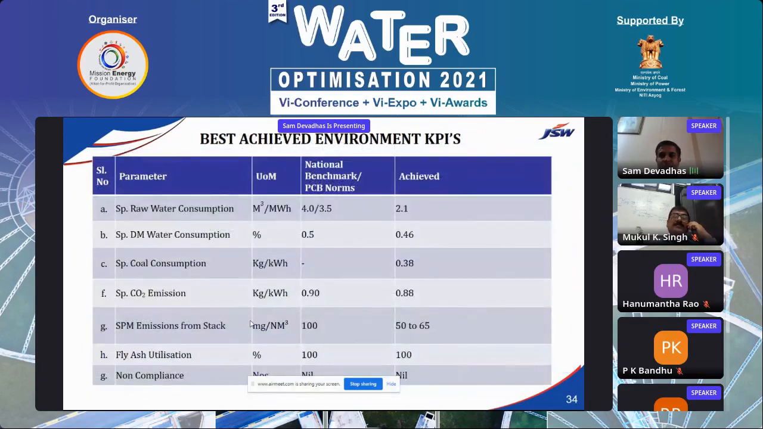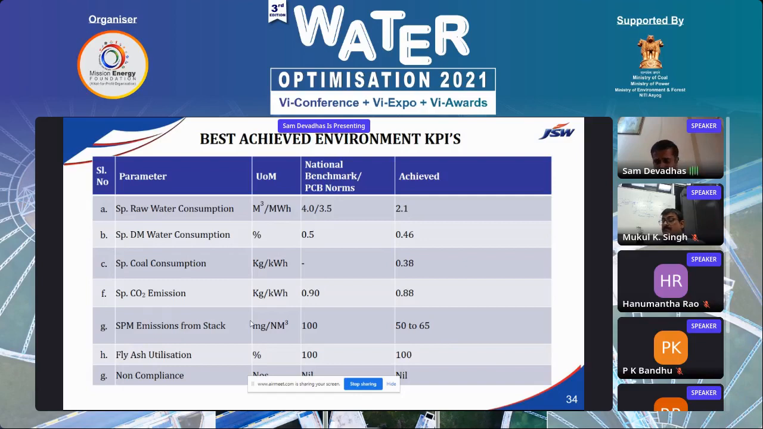And the best achieved KPIs, especially the specific groundwater consumption, we have achieved the best, which is 2.1 meter cube per megawatt hour, which is well within the limit. And we have done an internal benchmarking of 1.9. The specific DM water consumption is 0.5% at TMCR condition, and we have achieved 0.46, which is nothing but the water which we are using for the makeup of our cycle, which is well below our peers.